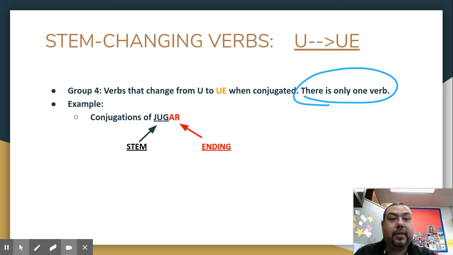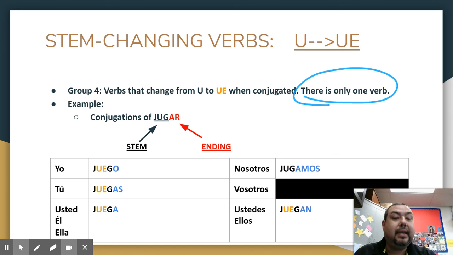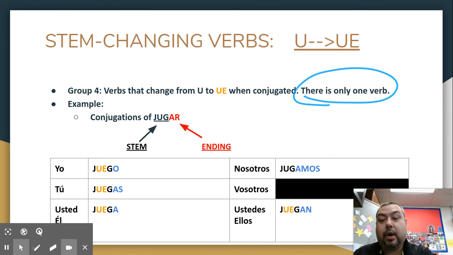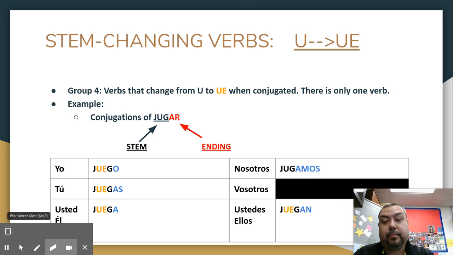Once again, there is your stem and there is your ending. Nothing different there. You guys already know that. And we're going to start one more time with those pronouns. You can see here the change from U to UE in the stem. And this is an AR verb, so all we need to do is add the AR endings. One more time, notice that the nosotros conjugation does not change at all. It keeps its stem, okay? Okay, guys, like I said, this is only one verb for this one. And there it is. These are the notes for today.